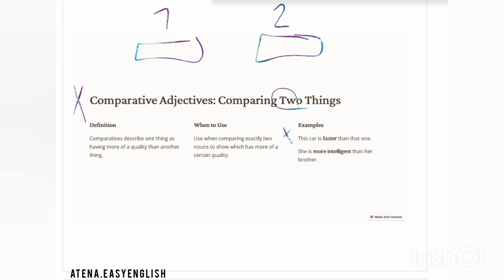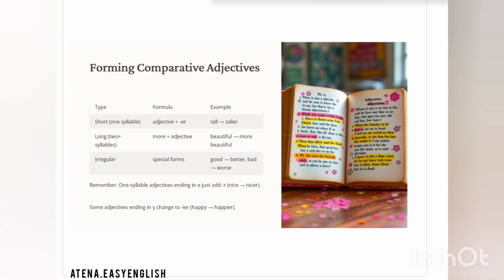And look at the next example. She is more intelligent than her brother. So, faster and more intelligent are comparative adjectives. One of them has ER and the other has more. In the next slide, I will explain more about comparative adjectives and how to form them in English.